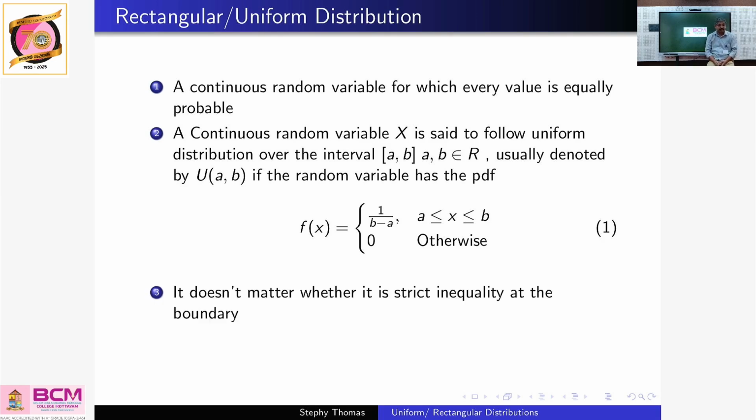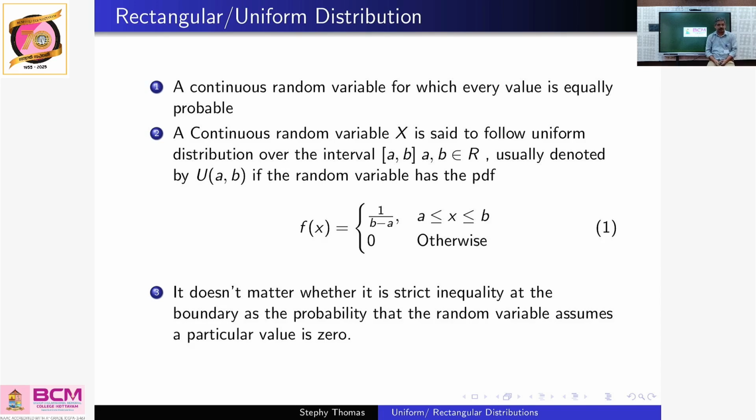It doesn't matter whether the strict inequality holds at the boundary points, because the probability that a continuous random variable assumes a particular value is 0. So the probability of X equal to a is 0, as well as the probability of X equal to b. So it doesn't matter whether we take less than, or less than or equal to.